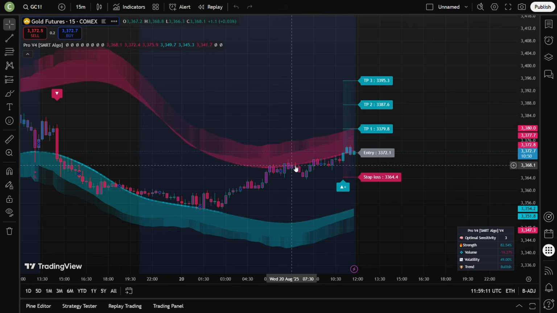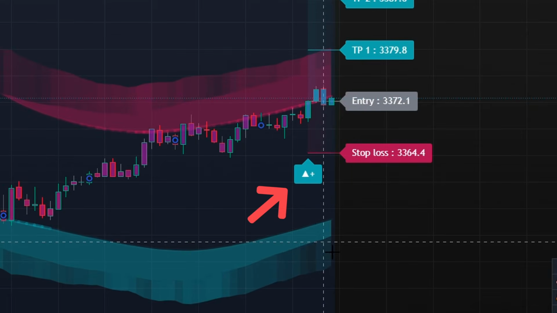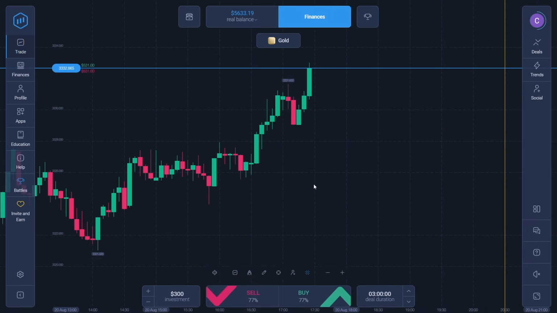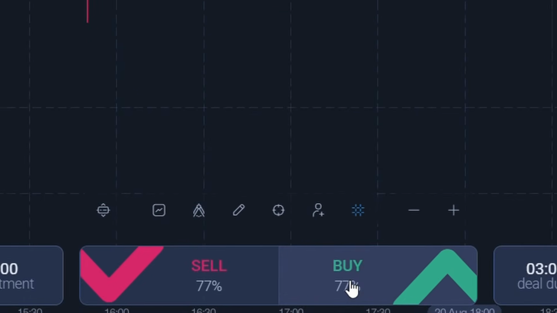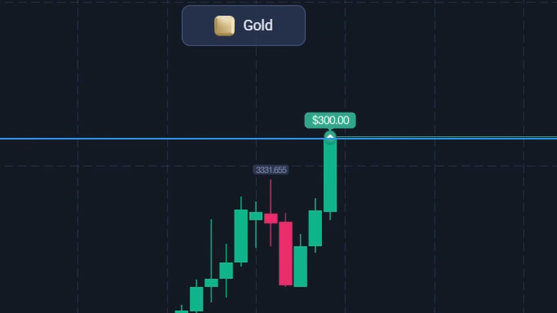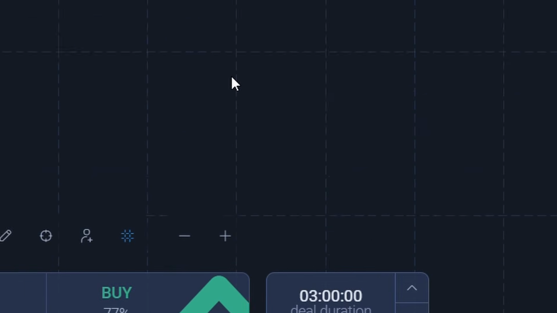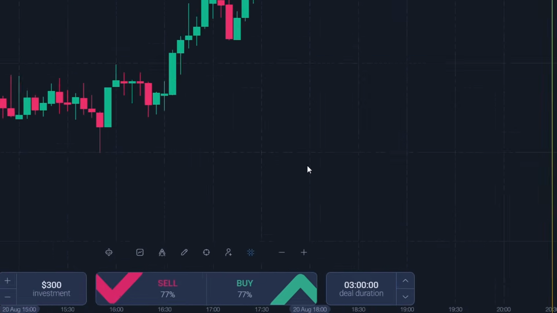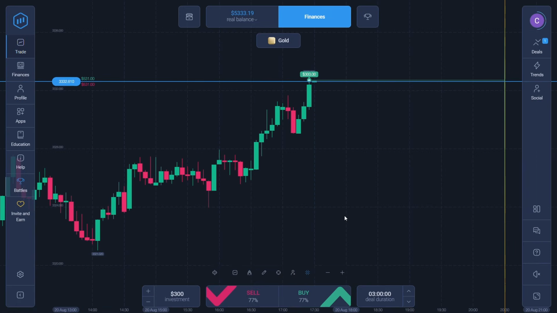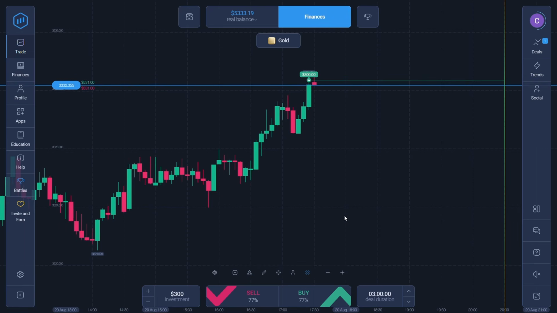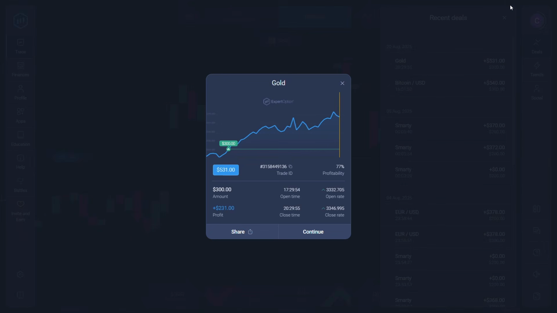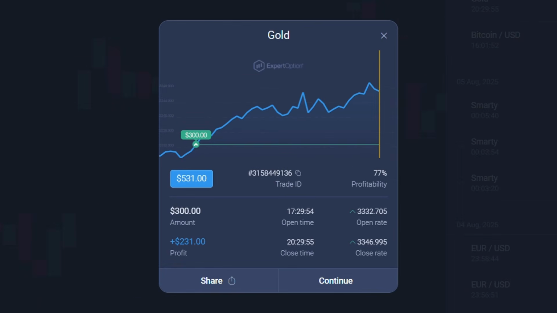For instance, here we can see that the indicator has given a buy signal in the gold market. So I will head over to the Expert Option platform and place a $300 buy trade on the market with a 3-hour deal duration. As you guys can see, just as the indicator predicted, the gold market went up, and I was able to profit $231 from that single trade.